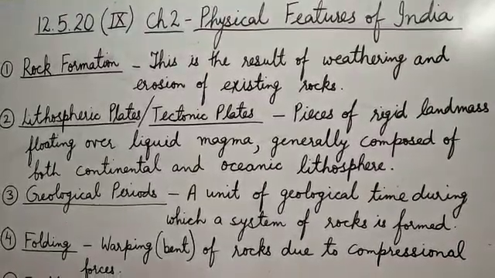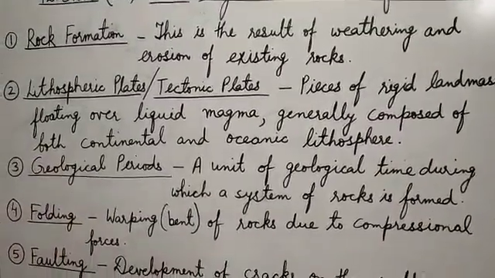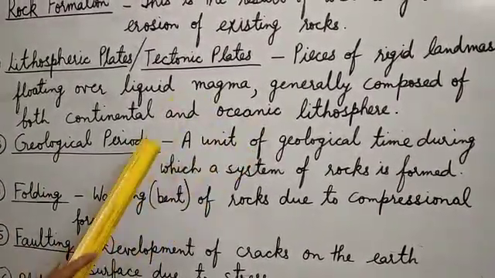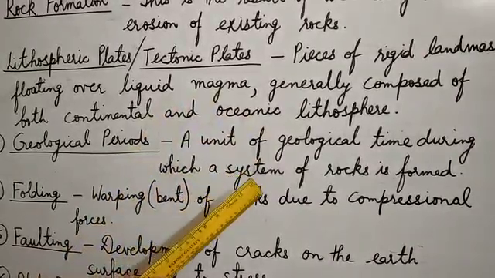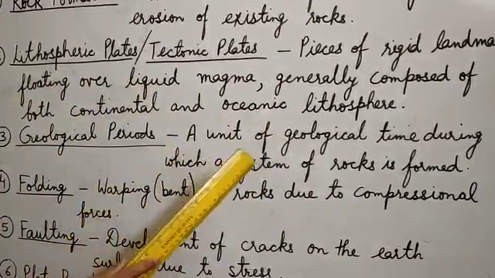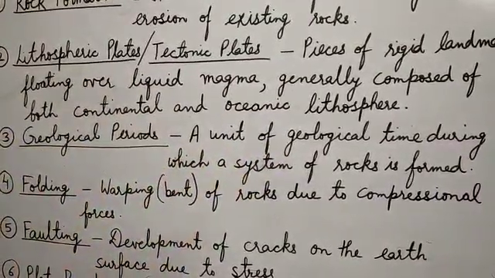Third is the geological periods. What is geological periods? A unit of geological time during which a system of rocks is formed. A unit of geological time during which a system of rock is formed is termed as geological periods.